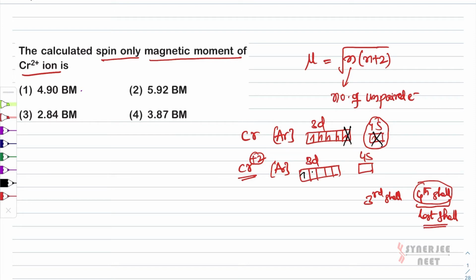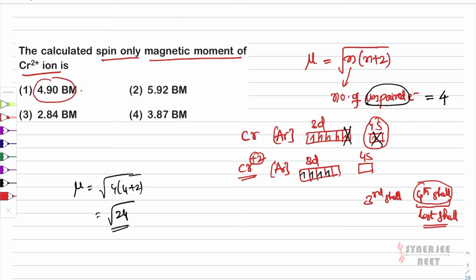Therefore, ultimately the number of unpaired electrons present will be 4 in the given question. So mu is equal to root of 4 into 4 plus 2, root of 24. We know that the square root of 25 is 5. So the square root of 24 must be very little less than 5. Wherever a value little less than 5 is there, you select that one. See here it is just less than 5. So this should be the right answer.